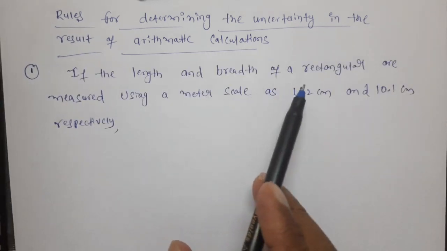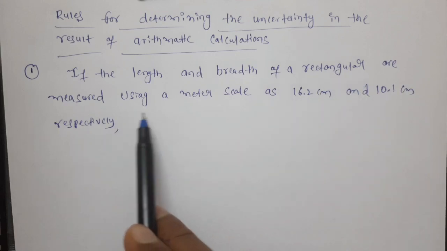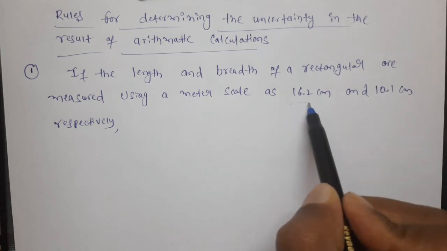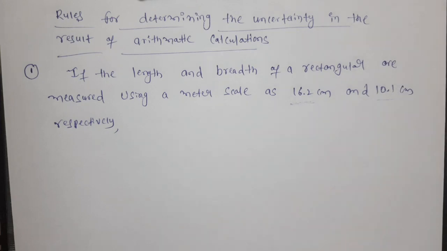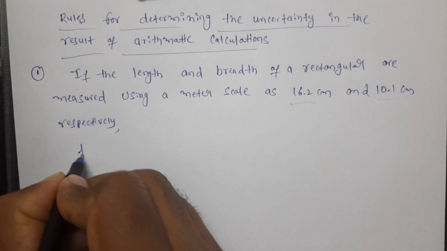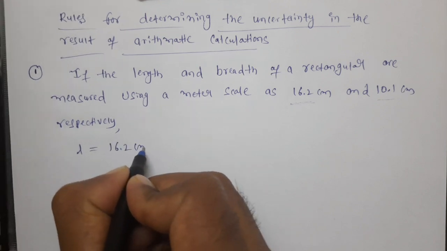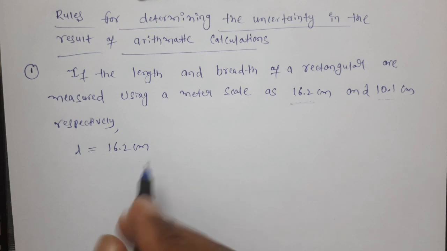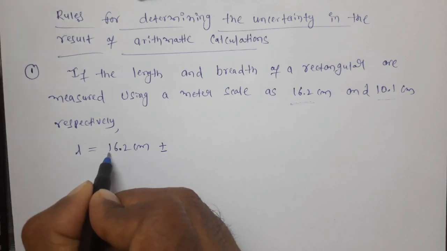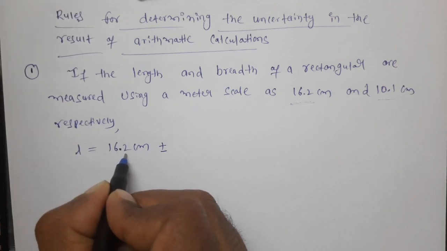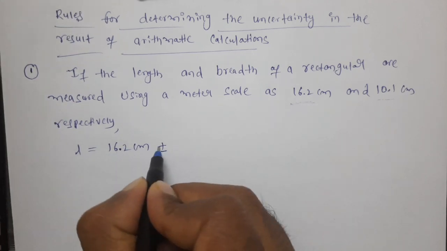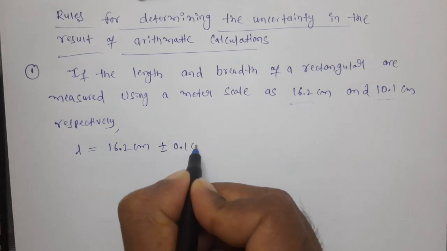If the length and breadth of a rectangle are measured using a meter scale as 16.2 centimeters and 10.1 centimeters, this is the measured length value and this is the breadth value. Now we can write 16.2 centimeters without error. If we write the error, what do we write? Plus or minus. 16.2 centimeters means 1 and 6 are reliable digits, but 2 is an uncertain digit. That means it is not an exact value; there may be error also. So how much is the error? Plus or minus 0.1 centimeters.